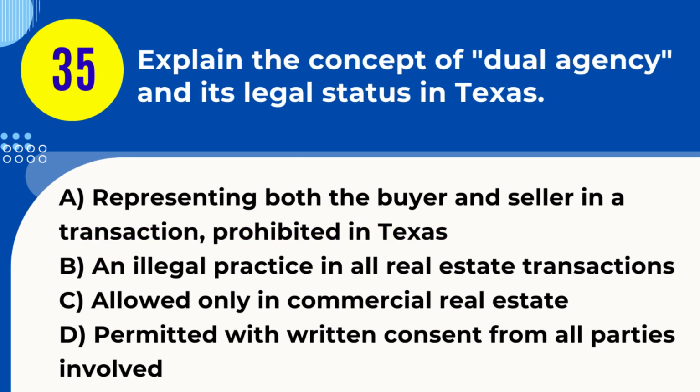Question 35. Explain the concept of dual agency and its legal status in Texas. A. Representing both the buyer and seller in a transaction, prohibited in Texas. B. An illegal practice in all real estate transactions. C. Allowed only in commercial real estate. D. Permitted with written consent from all parties involved. Answer: D. Permitted with written consent from all parties involved. Explanation: Dual agency in Texas real estate, where an agent represents both the buyer and seller in the same transaction, is legal but requires the informed, written consent of all parties to ensure transparency and manage potential conflicts of interest.